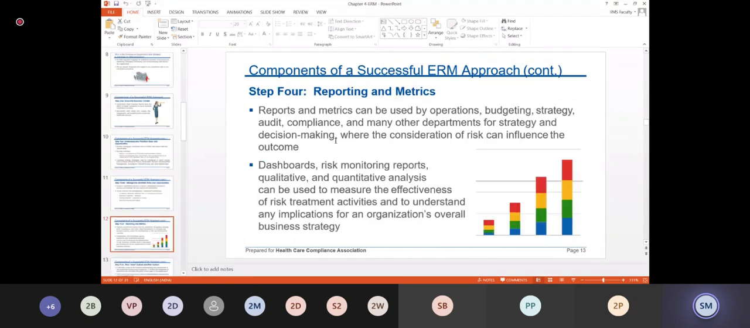Then four, that is reporting and metrics. For enterprise risk management, we have used the techniques here, now we have to generate the report. We have to generate the report of risk management. Reports and metrics can be used by operations, budgeting, strategies, audit and compliance, and many other departments in decision making, where the consideration of risk can influence the outcome. So we have to prepare the metrics, some calculation, tabulation, charts. From that we can make decisions.